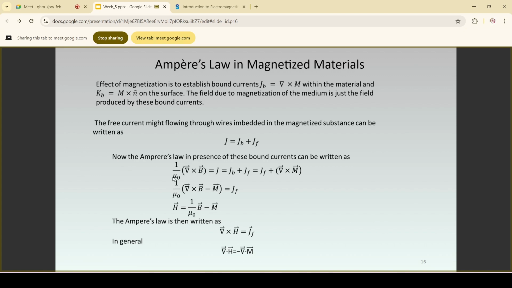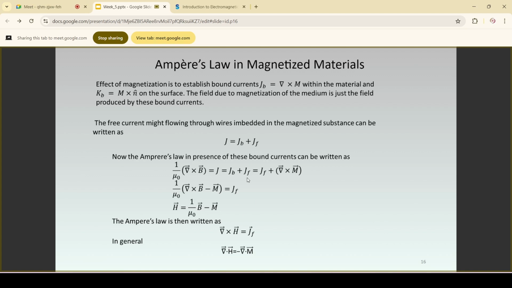Now, in the presence of this J bound current, what will happen? You know that 1 over mu 0 del cross B is nothing but the current. This is what we have just proved earlier. So you can write this J_B as it is.